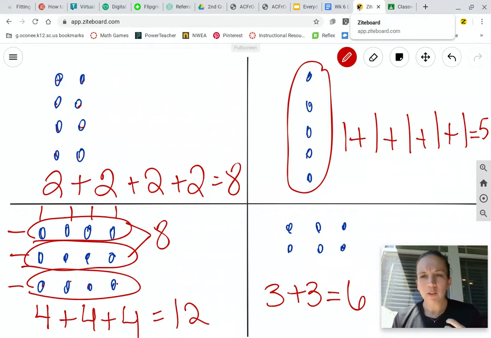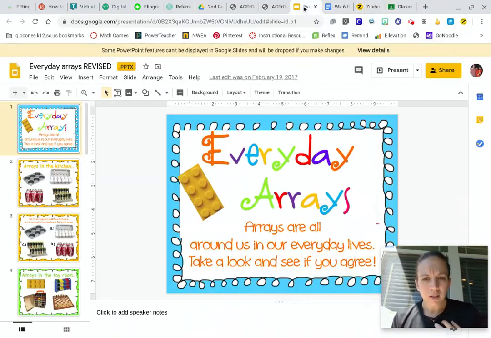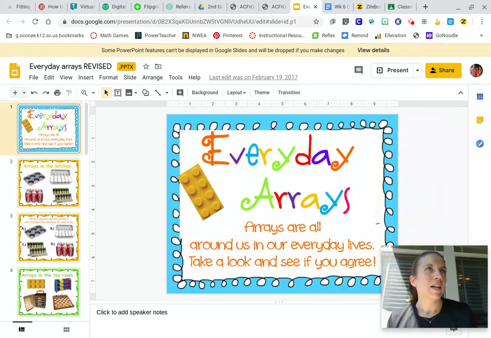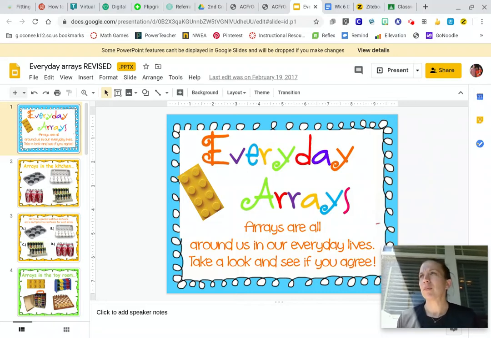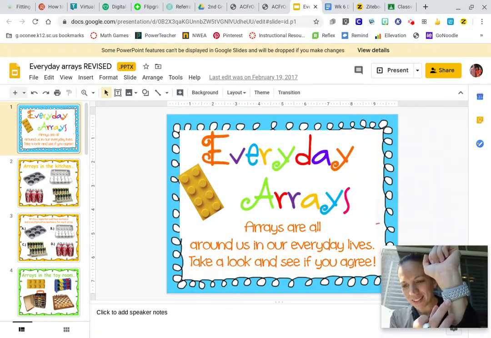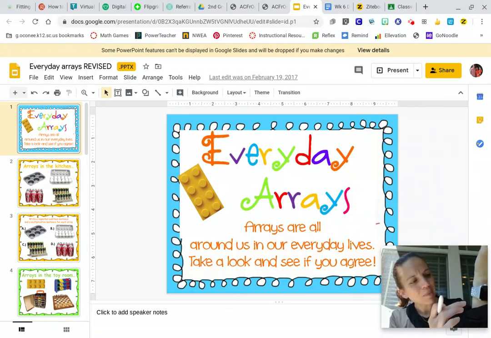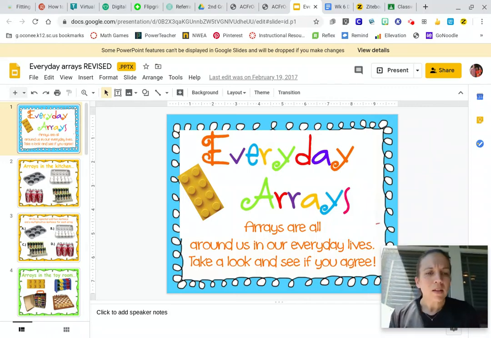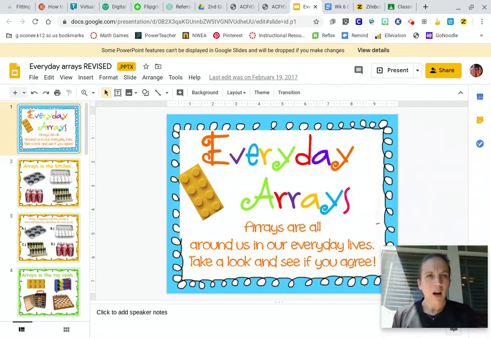So if I were to show you, your arrays are everywhere. They are all over your house. They are in your bedroom. They are in your classroom. They are everywhere. While I was getting ready for this lesson, I actually noticed that my watch band is kind of in arrays. Like if I turn it sideways, I can do arrays here because it's got 3, if I turn it this way, 3 columns. Okay, so arrays can be anywhere.